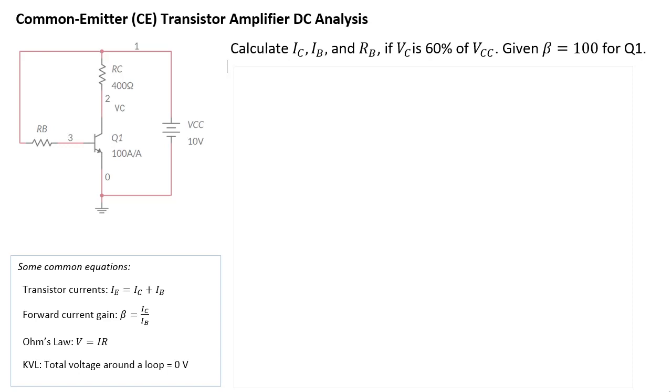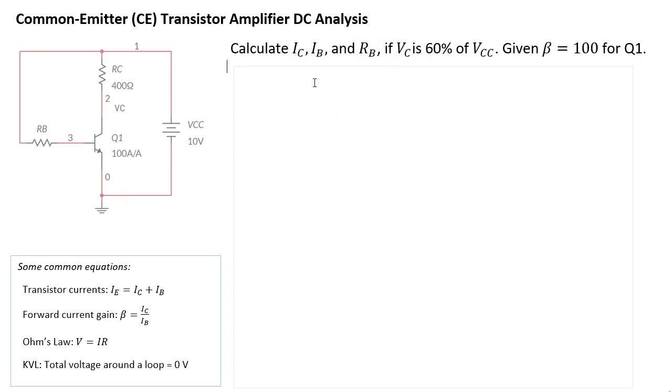Hi guys, in this video we're going to do another DC analysis of another common emitter transistor amplifier with a slightly different configuration than the ones we saw earlier. Alright, so this is the circuit that we are going to analyze, and notice that this node here is labeled as VC for the collector terminal. So this is our NPN transistor.